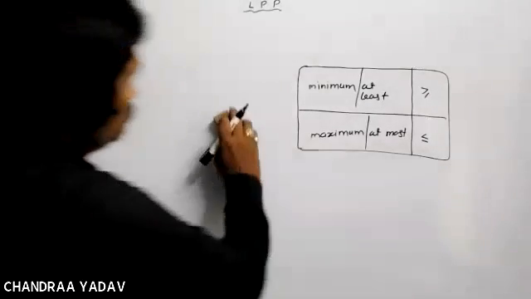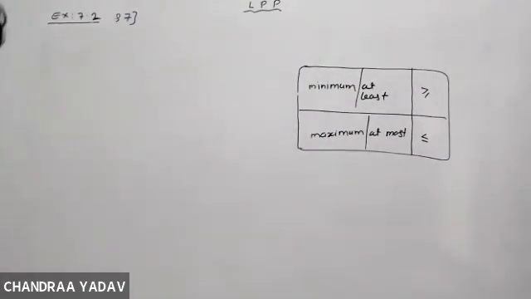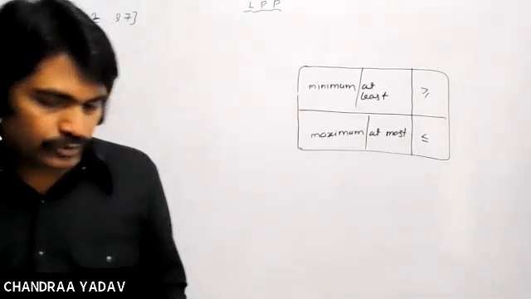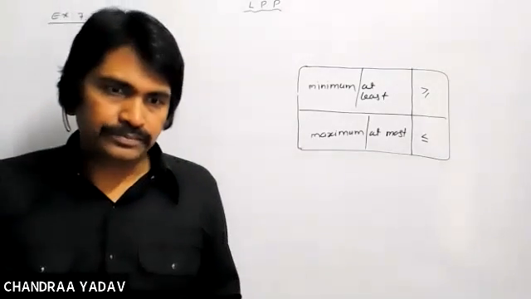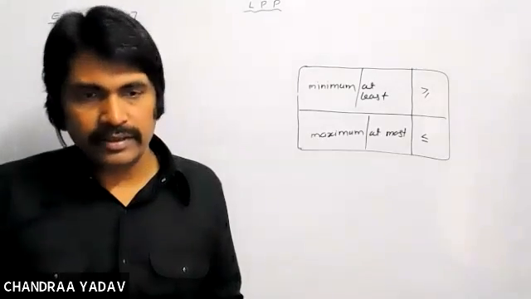Done? Done, sir. Okay. Now, while solving a word problem, we have to read it once, twice, thrice until we understand. So, a company produces two types of article, A and B. Please see in your textbook. If you don't have a textbook, please listen carefully.